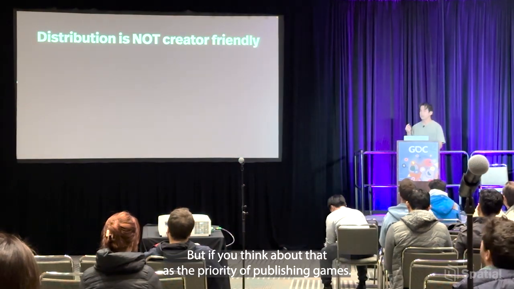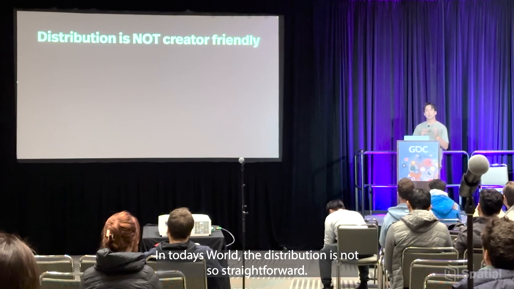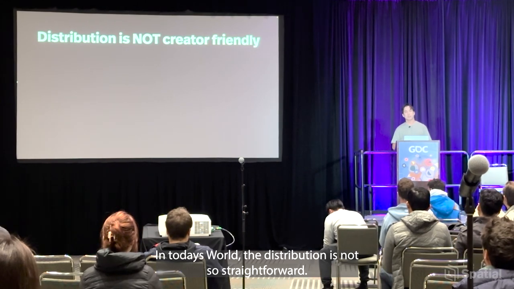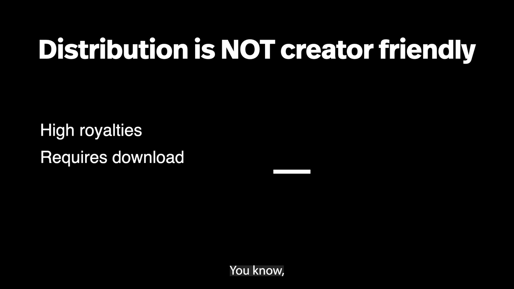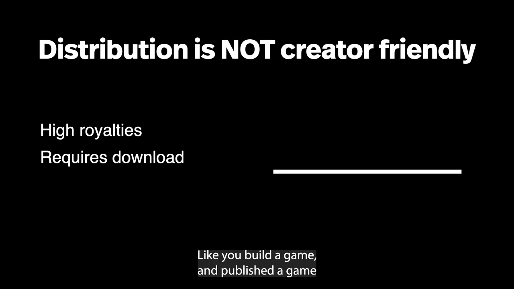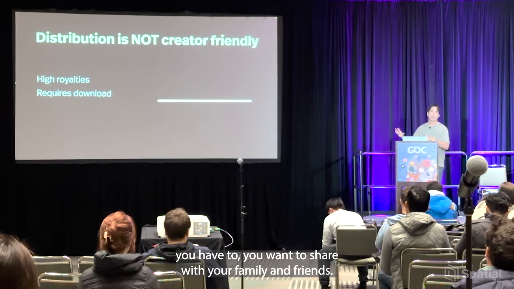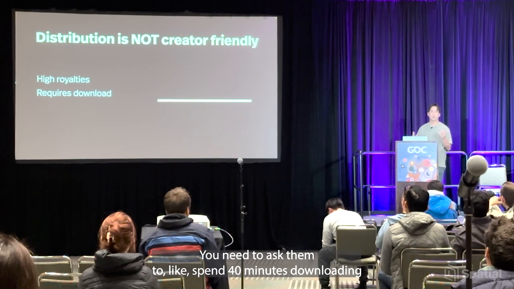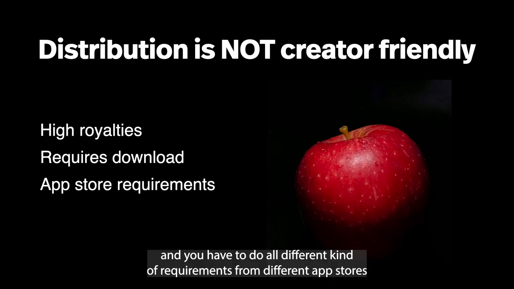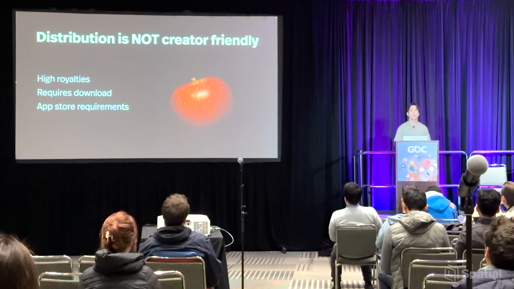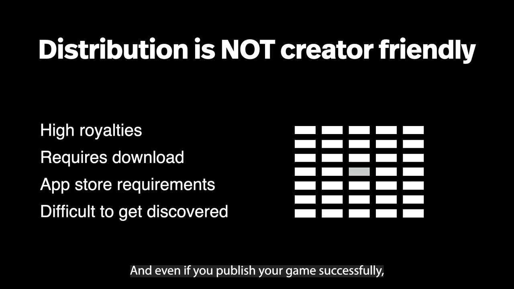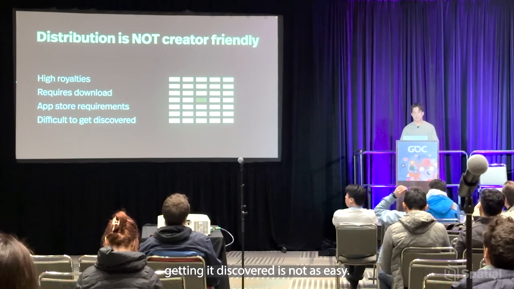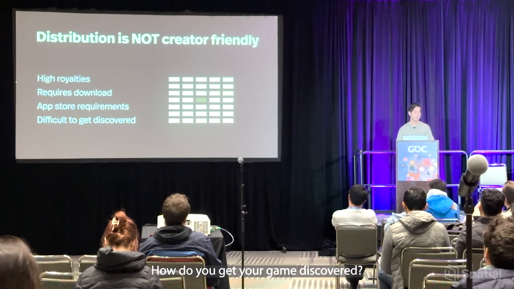But if you think about that as the priority of publishing games, in today's world, distribution is not so straightforward. It comes with some challenges. First, it comes with high royalties. I wish there was a sound effect, the animation. The downloading is hard. You can build a game and publish the game, and you want to share it with your family and friends. You need to ask them to spend 40 minutes downloading. And you have to deal with all different kinds of requirements from different app stores and find a way to get around some of the constraints that they have. And even if you publish your game successfully, getting it discovered is not easy. As soon as a game's out, how do you get your game discovered?